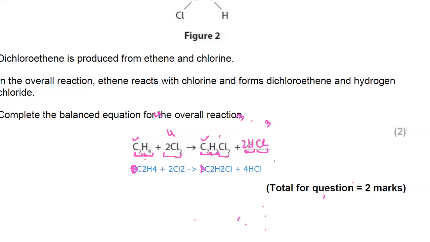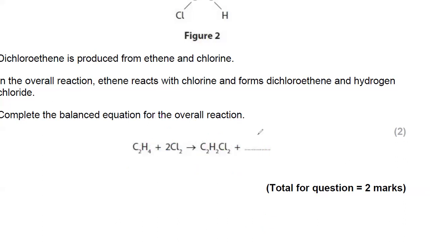So what can I do? I can put a 2 over here. If I put a 2 over here, now I have 4 hydrogen on this side and 2 from here and 2 here, 4 hydrogen. I have 4 chlorine, and 2 from here and 2 from here, 4 chlorine. So now it's balanced. If I want to balance this equation, all I have to do is write down 2 HCl. Okay. All right.